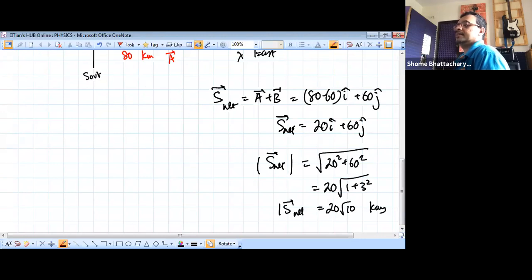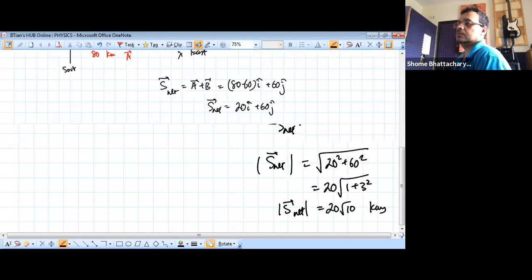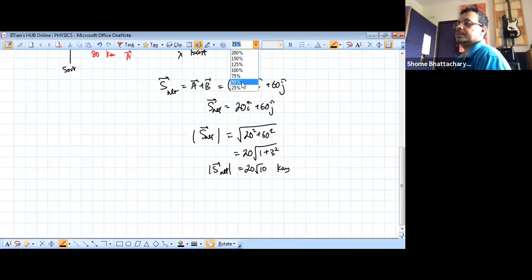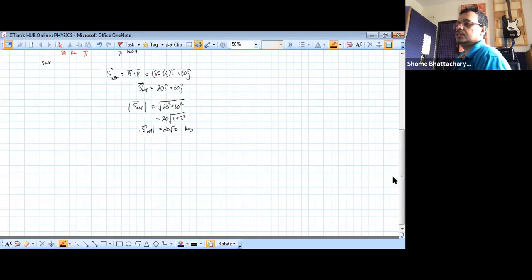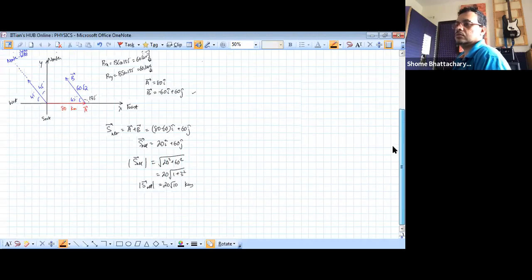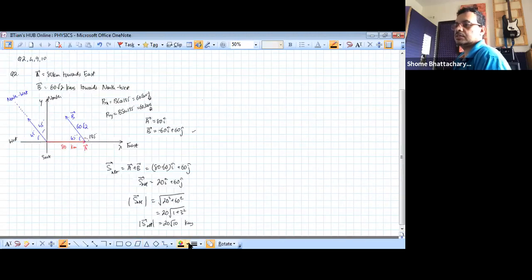But actually this will not match any of the options because unfortunately there was a misprint in the question. Okay. So I'll tell you what the misprint is. You change this value of 80 kilometers. You just make a correction here. You change this value to 140. Okay, then you will get the correct answer. Make this 140. So this thing changes.